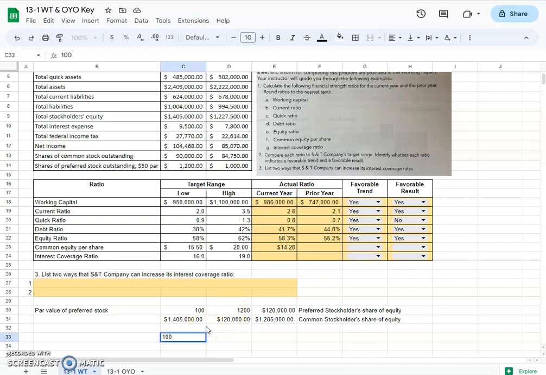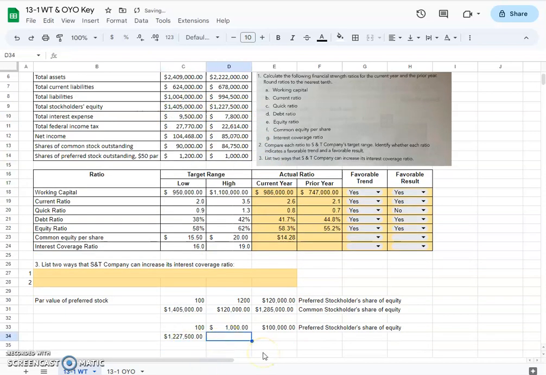Still 100 par value, and the number of shares outstanding was only 1,000 that time. Okay? So then we should just be able to take our formula here, $100,000 of preferred share of the equity. So now what's our total equity from the year before? Here it is, the 1,227,500.